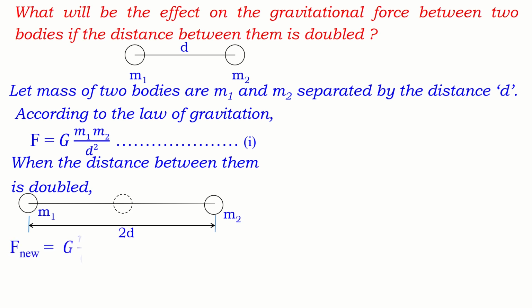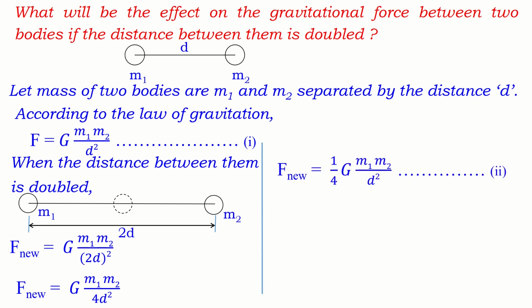When the distance between them is doubled, it means no more d, it is 2d. Now F new equals G m1 m2 by, instead of d we are writing 2d, so (2d) square. This means 2 square is 4, d square remains the same. So F new is 1 by 4 times G m1 m2 by d square. This is our second equation.